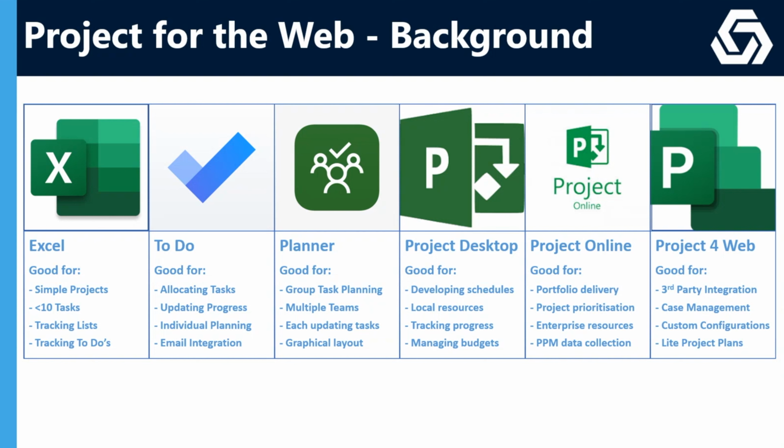But then there's this new kid on the block, which is Project for the Web. Project for the Web is based on the more modern architecture, and it's more linked with the Power Platform. So we're able to do some, I guess, more powerful things with that solution. But it is great for managing light project plans, as we'll see later on. But it is, as Andy will refer to later, being heavily invested in across Microsoft, and the roadmap is fantastic. And here at iCoTech, we're really excited to see and to be a part of the journey for Project for the Web.